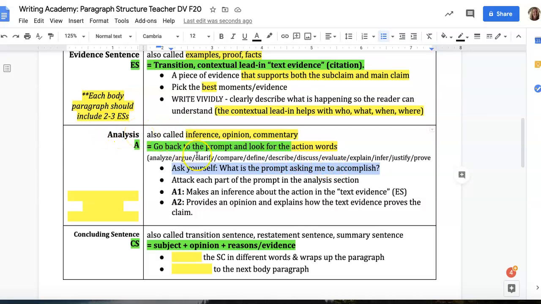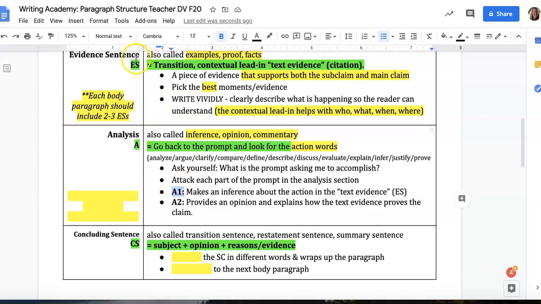And I promise I will show you examples of this after the note-taking session that we're doing today. Basically, the idea is once you know what those are, then you can attack each part of the prompt and answer it in the analysis section. We have already gone over that the A1 asks you to make an inference about the action in the text evidence, and A2 provides an opinion and explains how the text evidence proves the claim.